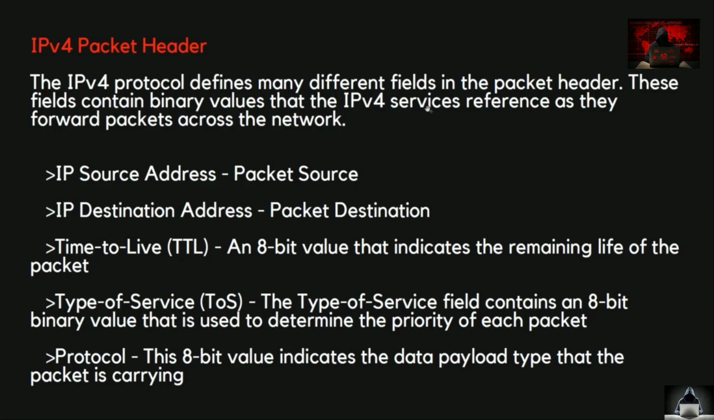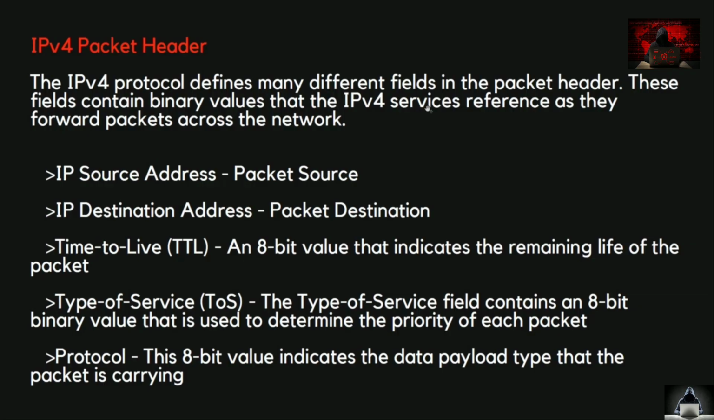You then have your time to live, which is an 8-bit value that indicates the remaining life of the packet and how long the packet can be transferred. You then have your type of service, which again contains an 8-bit binary value that is in this case used to determine the priority of each packet. So the type of service is used to prioritize the packets depending on their priority. And finally, you have the protocol, which is again an 8-bit value that indicates the data payload that the packet is carrying. So the IPv4 packet header contains information that will help the packet to be routed. That is what the Internet protocol is used for.